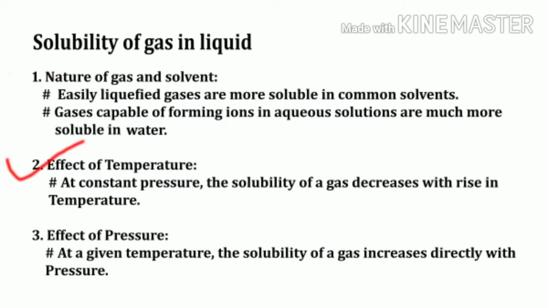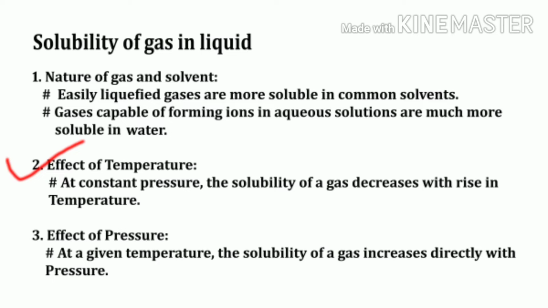The second factor is the temperature. At a constant pressure, the solubility of a gas decreases with rise in temperature. To understand this, we can consider that the dissolution of a gas in a liquid is an exothermic process. Therefore, according to Le Chatelier's principle, a decrease in temperature favors the solubility of a gas in a liquid. So we can say that the solubility of a gas decreases with rise in temperature, or solubility increases with decrease in temperature.